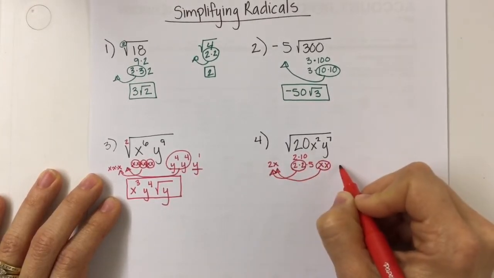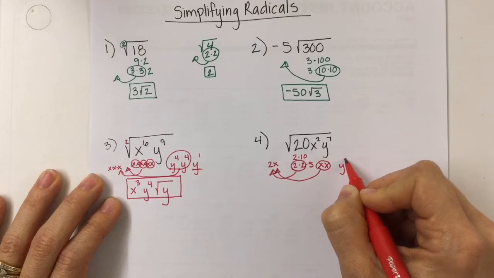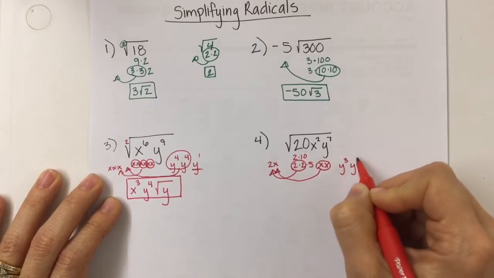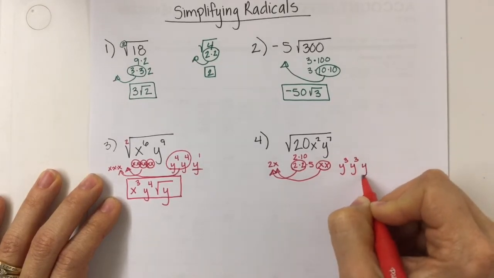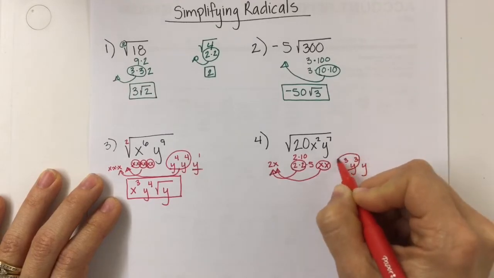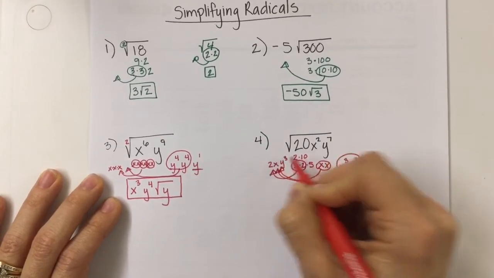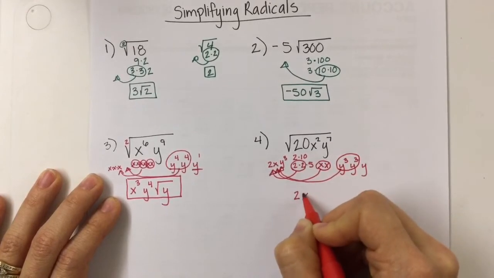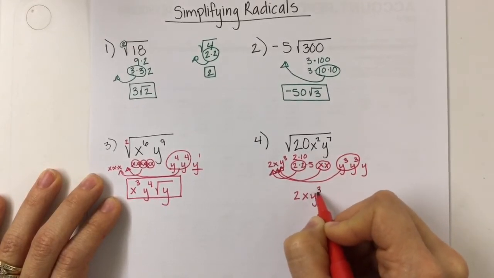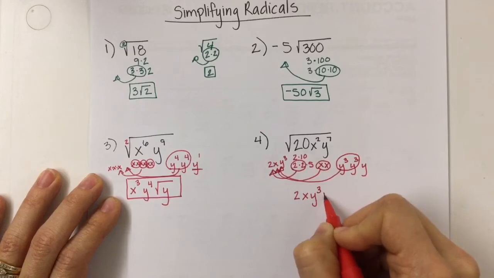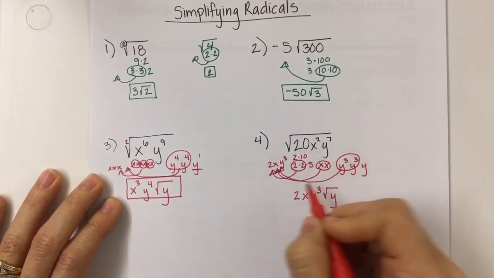Y to the 7th, rules of exponents tells me I have y cubed times y cubed times y, perfect square, gets to come out. So that leaves me 2xy cubed outside of my radical and 1 y left in.